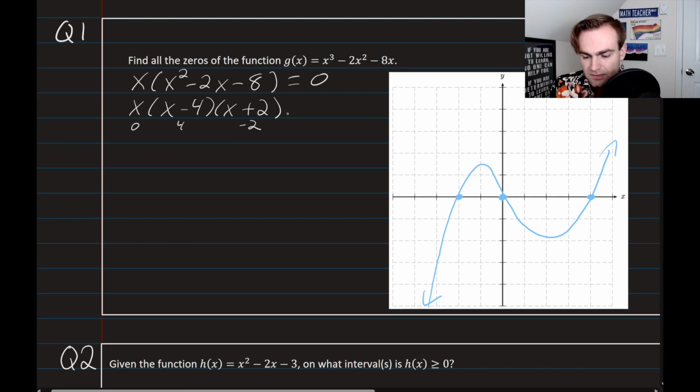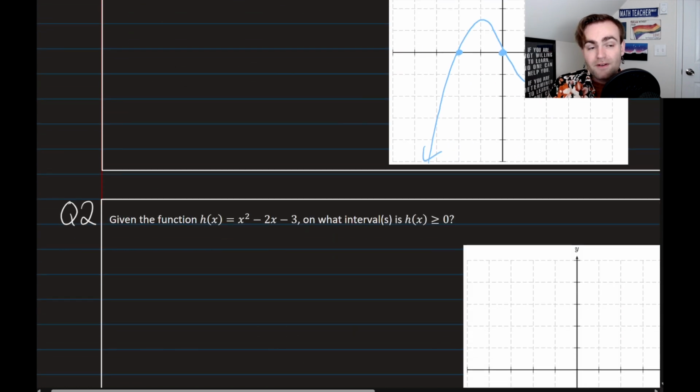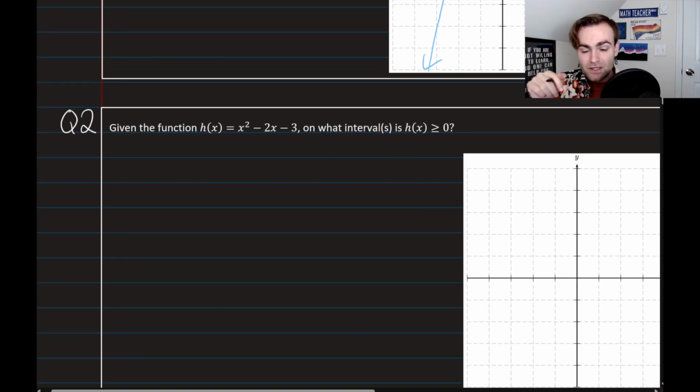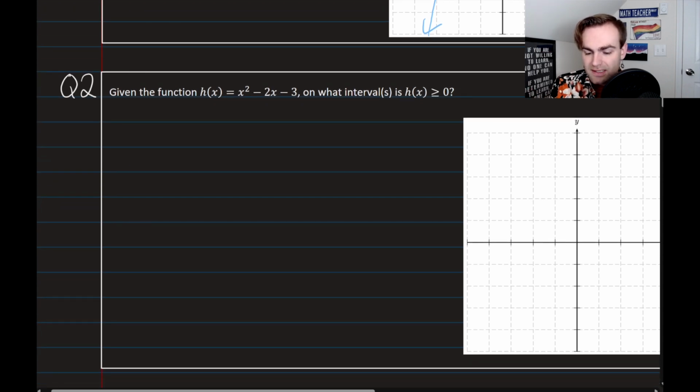When this is equal to 0, it's 0 at 0, 4, and negative 2. So if I want to see where it's greater than 0, the only place it's going to happen is in between or outside of my zeros. So if I find where it's 0, I can test a value in between and see where it's greater than or less than 0. So if I have a function like this here, x squared minus 2x minus 3, well, if I can find where that's 0, then I can test values to figure out where it's greater than or equal to 0, like it's asking in this question.